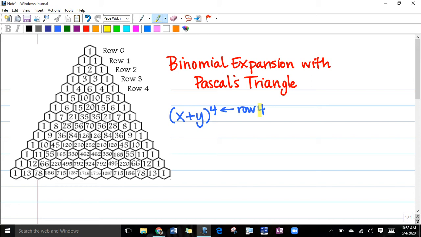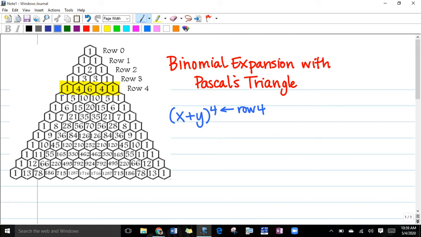So when we go to row 4, I can see that the values of the coefficients are going to be 1, 4, 6, 4, 1. Now, hopefully you can see that there's 5 terms in our answer to a 4th power. Same thing happens for 3. If I'm raising something to the 3rd power, I end up with 4 terms. Or if I'm squaring it, I have 3 terms. So there's always going to be one more term than whatever that exponent is. So just keep an eye out for that and make sure you have the right row.